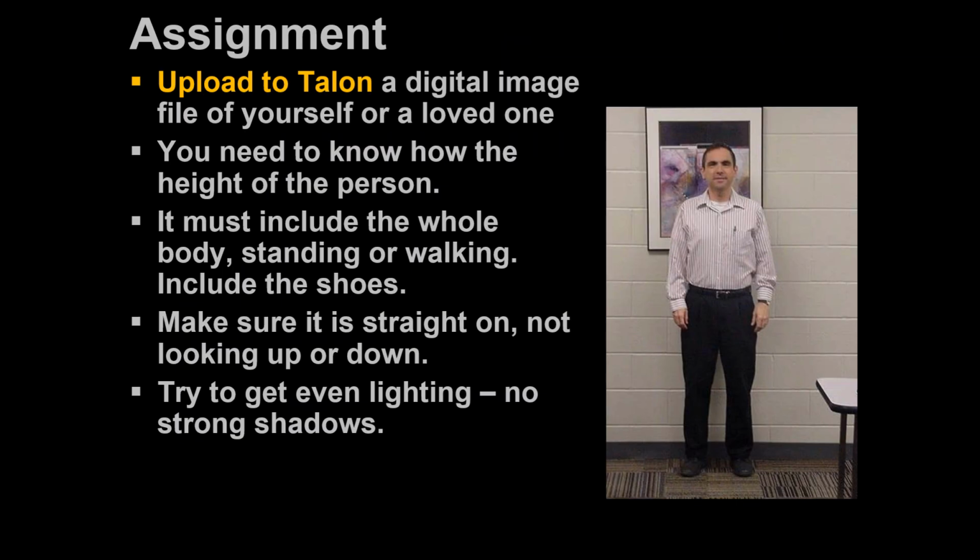So, another assignment. This time I'd like you to take a photograph of yourself or of a loved one. You need to know the height of that person, and you want to make sure you get the whole body. I usually tell people to basically walk all the way to the other side of the room so you have less perspective. You don't want to be looking down. You don't want to be looking up. You want to look straight on to the person. You may even want to get down on your knees so that the field of view is more centered on the person. And you want to have even lighting if possible. You don't have strong shadows. So I would suggest an interior shot, not an exterior shot.